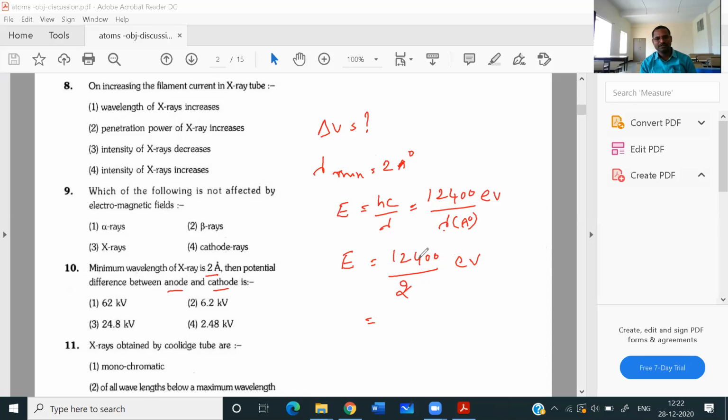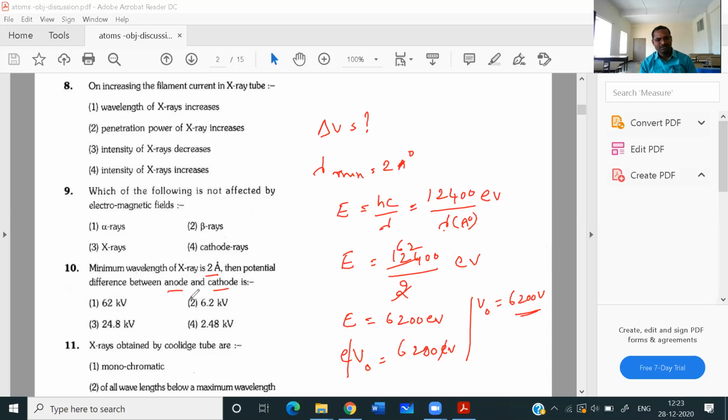So it comes up to be how much? 6,200 electron volt. This is the energy. But what they are asking is the potential difference. The energy we can write as eV0. The potential difference is equal to 6,200 electron volt, so the electron charge cancels. We will get potential difference as 6,200 volt.